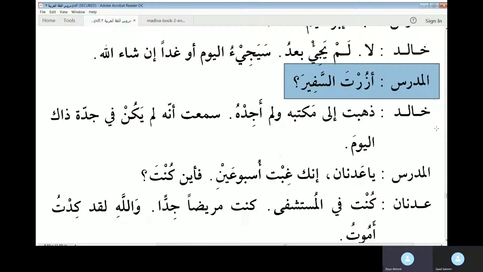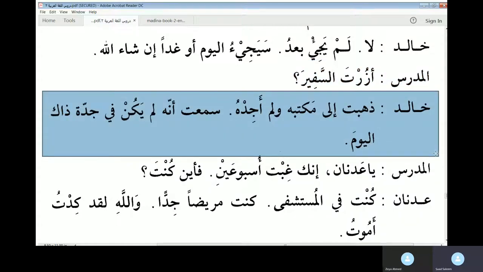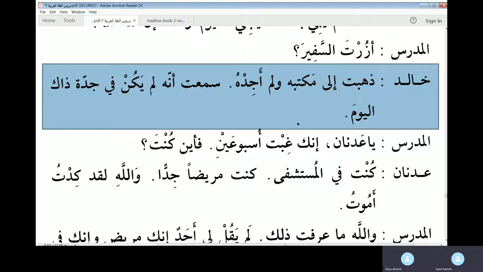Al-Mudaris: the teacher. Did you meet the ambassador? Did you visit the ambassador? خالد: ذهبت إلى مكتبه ولم أجده. یہ مكتبتي نہیں ہے، غور سے دیکھیں، مكتبه. حرف جر إلى کی وجہ سے مکتبہ ہو گیا، پھر آواز میں یکسانیت کے لیے ہا کا ضمہ کسرہ میں تبدیل ہو گیا، إلى مكتبه. I went to his office and did not find him.